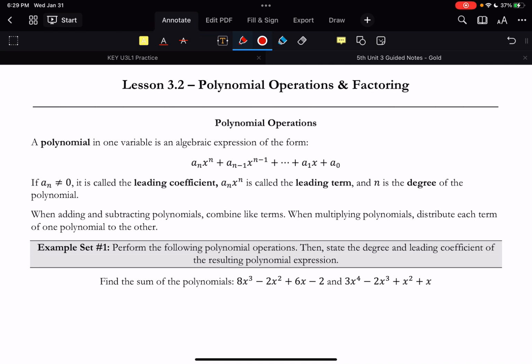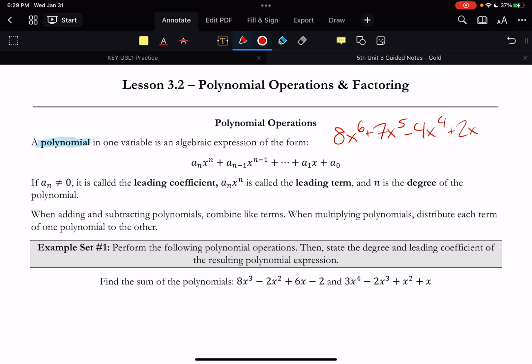All right, in this video, we're going to talk about polynomial operations and factoring cubic expressions. So a polynomial in one variable has the general form that you're seeing, a sub n times x to the n plus a sub n minus 1 times x to the n minus 1, etc., all the way down to a sub 0. So I'm going to write out an example of a polynomial expression, and then we're going to get into some of the vocab that you're seeing.